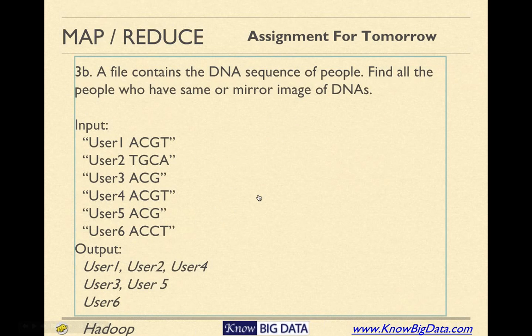So this second scientist said that if you bring together people whose DNA is either identical or a mirror image of each other, they will be of the same class, from the same family. So you have to bring families together in the 3B problem. All right. I hope this is clear to everyone.